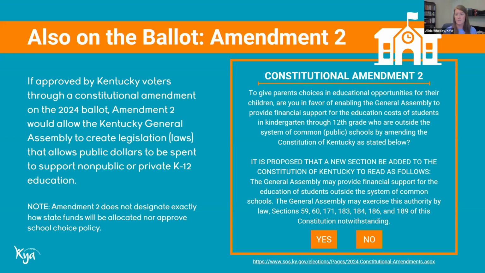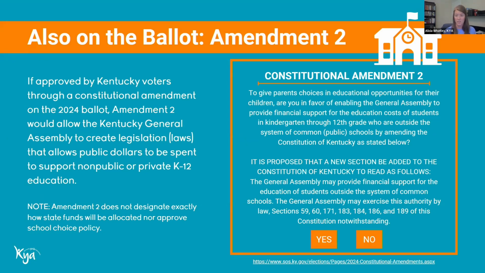And the choice that you'll see on the ballot here is whether or not you think that the General Assembly or our legislators should have the option to spend those public dollars on non-public or private schools. So that's really what the vote is about here. It is important to note that the question that's being asked and the result of this vote will not define how state dollars are going to be spent.